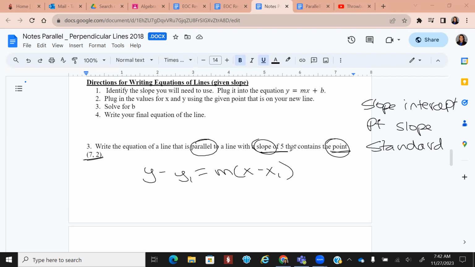And they tell us that the slope is 5. And this point right here is going to be x1, y1. So all we're going to do is take the information that they gave us and plug it in. So we're going to have y minus 2 equals 5 times x minus 7. And that's it.